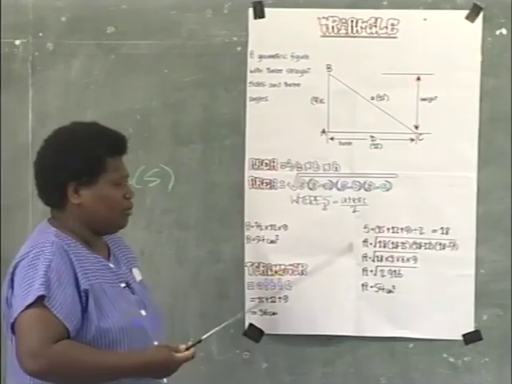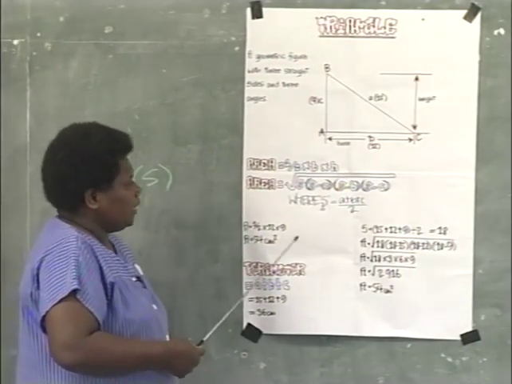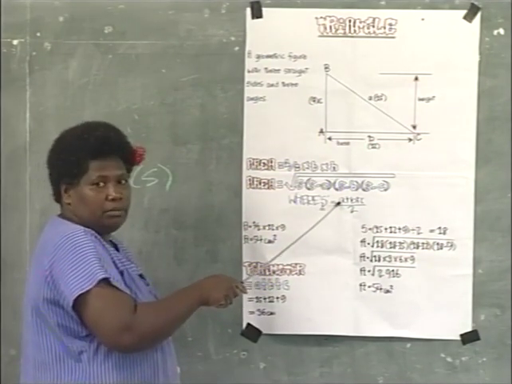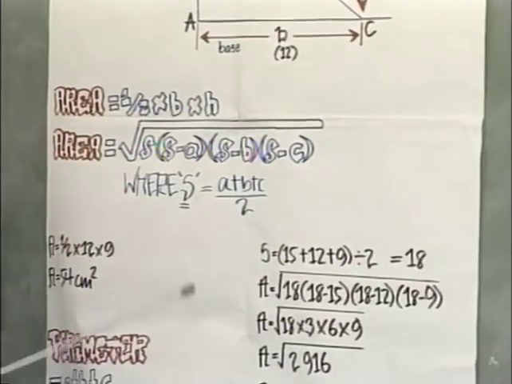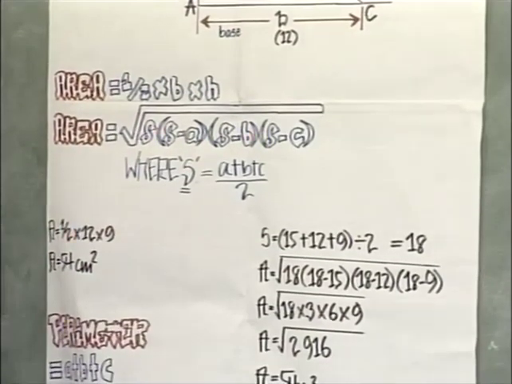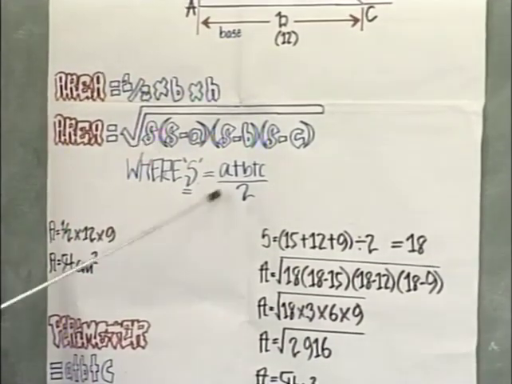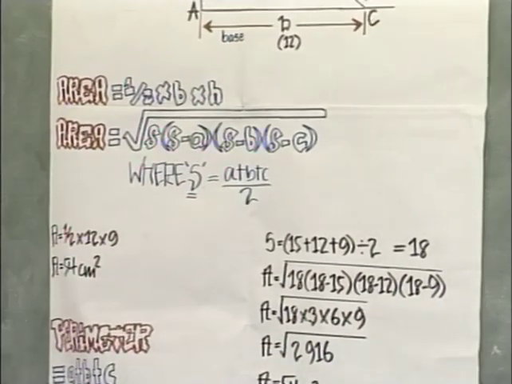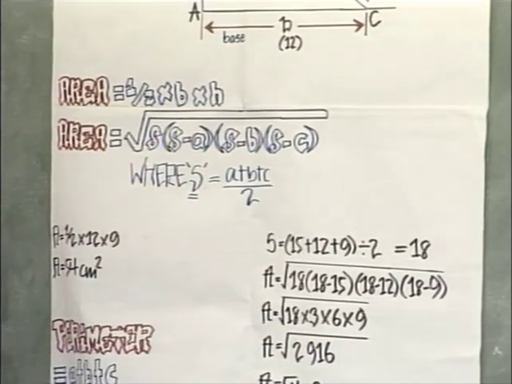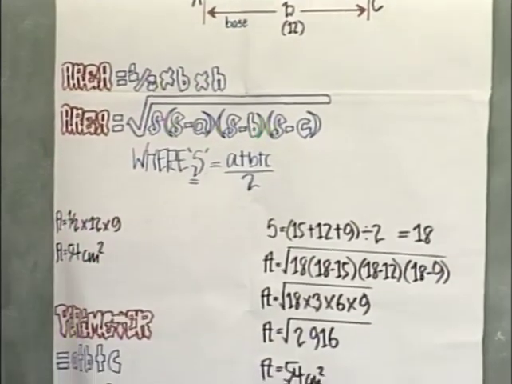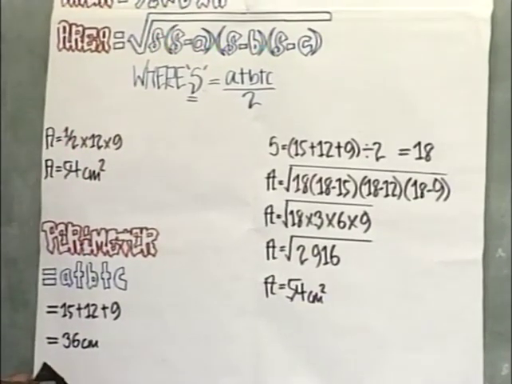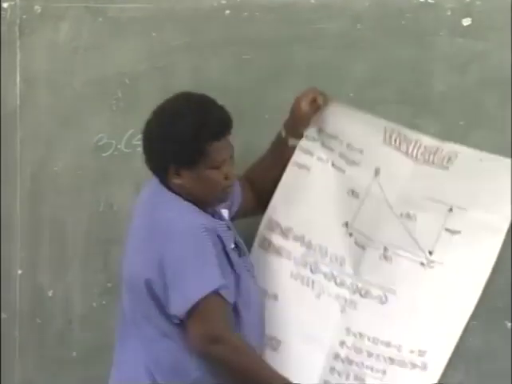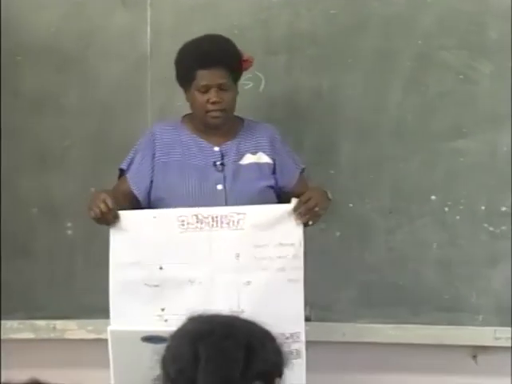If 3 sides are known, like Siegfried has explained, you find the sum of the 3 sides, usually referred to as A, B, and C. You add them, you divide by 2, and then you use this formula. S represents the sum of the 3 sides divided by 2. And he's actually proven that both formulas give you the same answer. Well done, group 6. Now group 7.